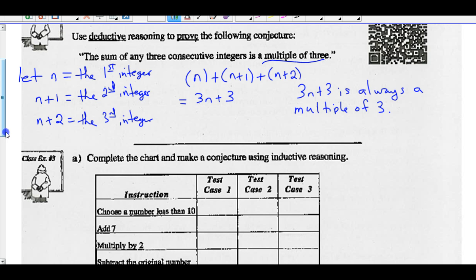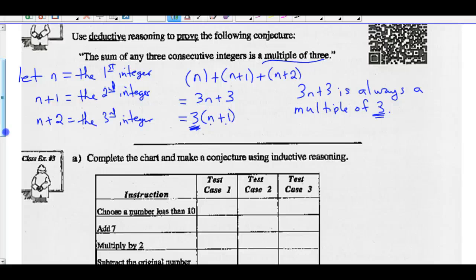How do we know that? Well, I could take this one step further over here, and factor out the 3, and that leaves me with n plus 1. So it doesn't matter what number I put in for n. If I add 1 to it, and then multiply it by 3, that makes it a multiple of 3 by definition. So 3n plus 3 is always a multiple of 3.